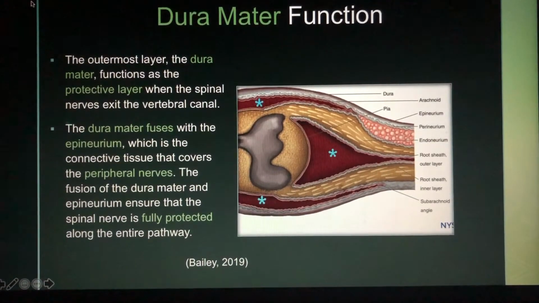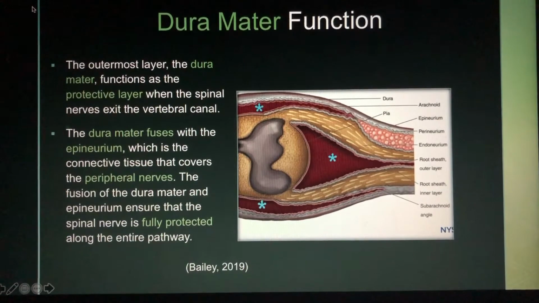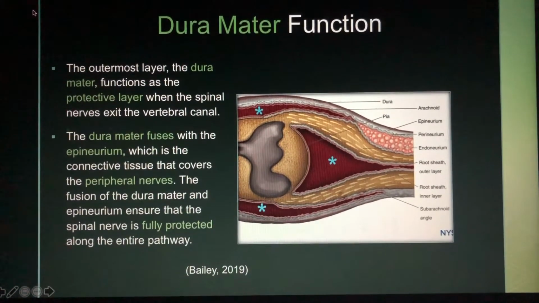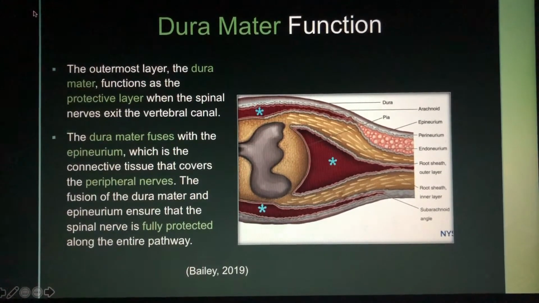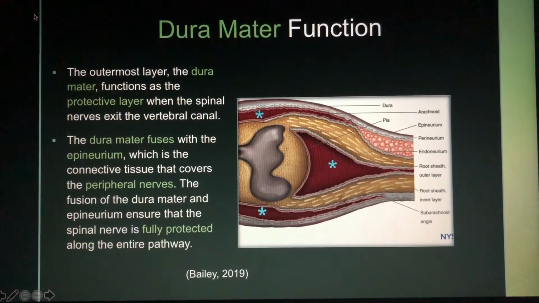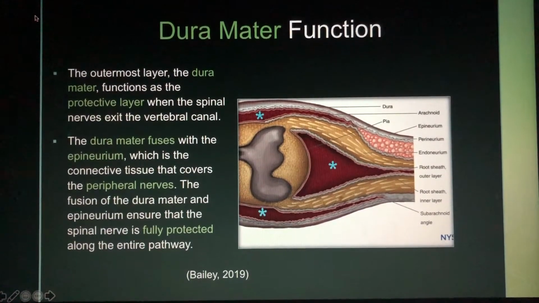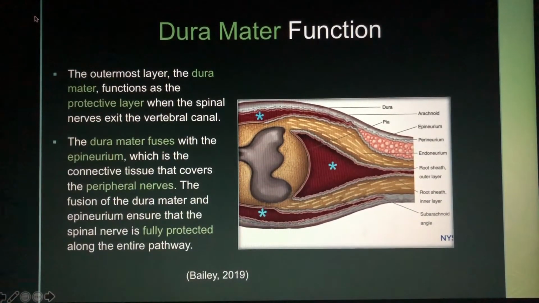First, we have the dura mater function, which is the outermost layer. The dura mater functions as the protective layer when the spinal nerves exit the vertebral canal. The dura mater then fuses with the epineurium, which is the connective tissue that covers the peripheral nerves. This fusion of the dura mater and the epineurium ensures that the spinal nerve is fully protected along the entire pathway.